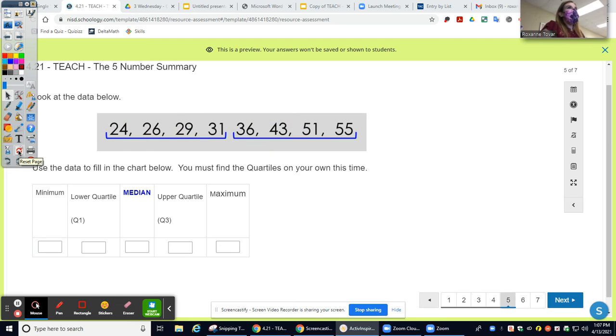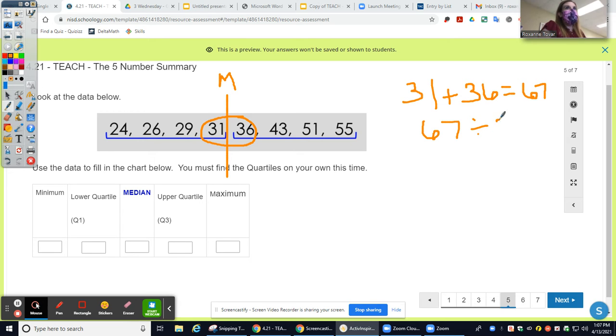All right, let's go ahead and do this one. As you can clearly see here, we want to find our median. Okay, so here to find our median, we need to add 31 plus 36, which is 67. And then we need to take 67 and divide it by 2, which is 33 and a half. So our median here would be 33.5. So let's go ahead and fill in what we know.